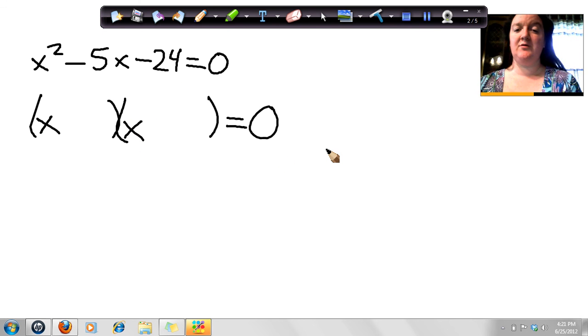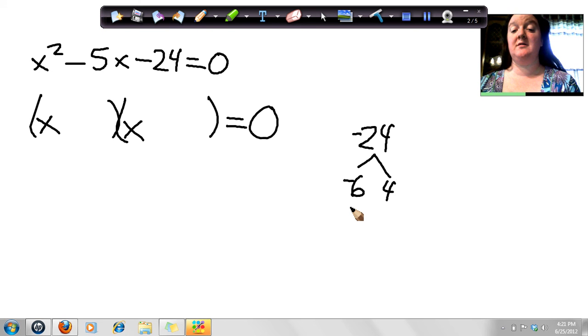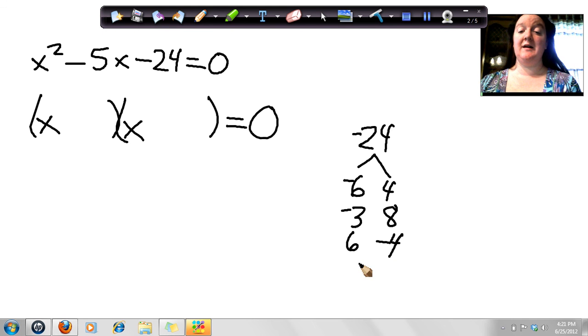If I think about a negative 24, I'm actually going to write some different options for what I could multiply together to do. I could take a negative 6 times 4. I could take a negative 3 times 8. I could multiply 6 times a negative 4. I could take 3 times a negative 8. All of these combinations would multiply together to give us a negative 24. But which one of those will add together to give us a negative 5? And there are a couple other options for a negative 24, but we're not going to use those today.